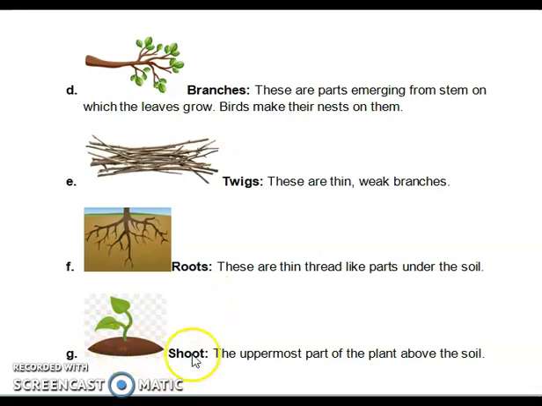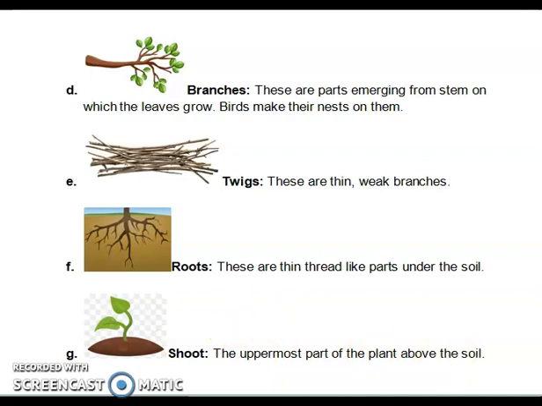And the last one is shoot. So the shoot is the uppermost part of the plant above the soil. This is the part which grows above the soil. Now under the soil this is root, and above the soil it is shoot. So this is the uppermost part of the plant above the soil.